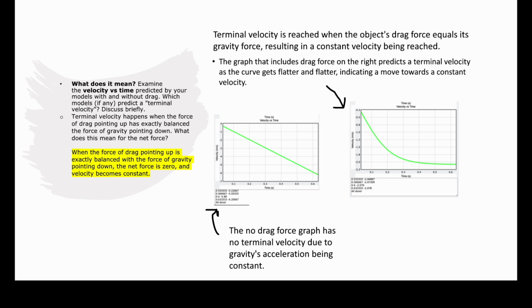Now, the drag force is accounted for in the GlowScript. The velocity versus time model for this drag force graph does account for the terminal velocity, because terminal velocity is reached when the object's drag force equals its gravity force, resulting in a constant velocity being reached. And as you can see, constant velocity is being reached with the drag force graph.